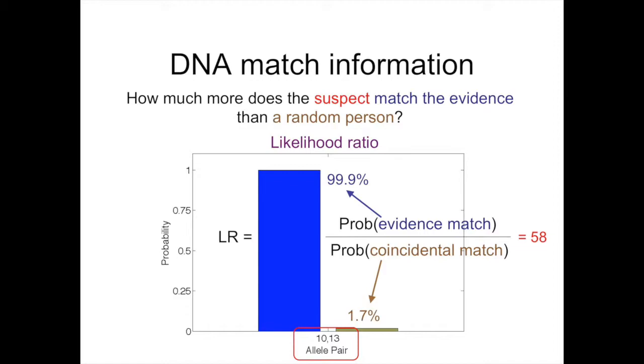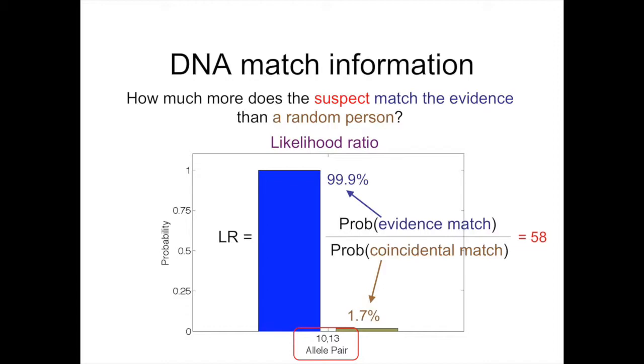This is a likelihood ratio. There are many ways to write out the math for a likelihood ratio. They all give the same number. There are many ways to phrase it. One way of looking at it is that it's the ratio of the probability of an evidence genotype or match divided by the probability of a coincidental genotype or match. In this case, on the left, we see that big blue bar is about 100% probability that the computer found. It's usually more diffuse, but this is a simple example.